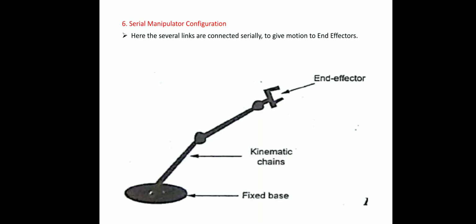The next one is the serial manipulator configuration. Serial manipulator configuration means all the joints are linked with each other. There is no relative linear movement between them. They have only rotational movement with the pin joints. So it is called a serial manipulator configuration.